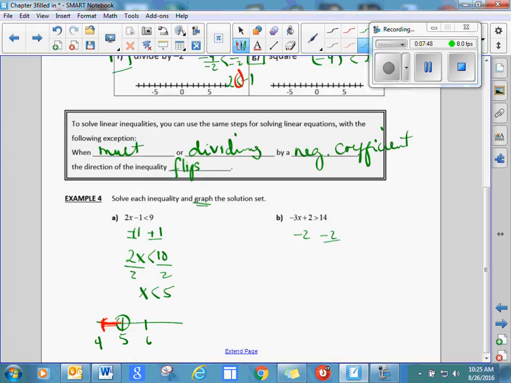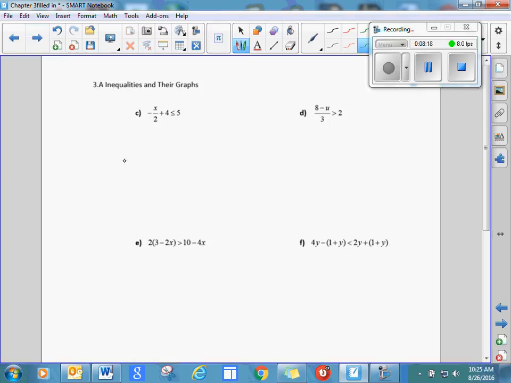Let's look at this one. Subtract 2 from both sides. We end up with -3x greater than 12. I'm dividing both sides by -3. -3 is my coefficient. It's negative. I have to flip the sign. And generally speaking, that's the first thing I do before I write down anything else. So now we have x less than -4, and you can graph it.